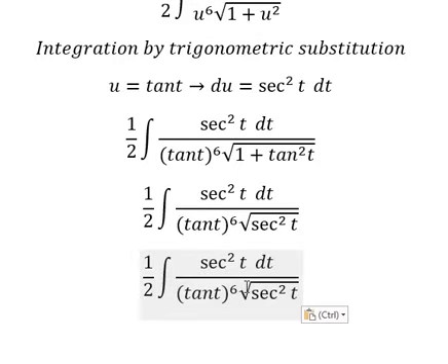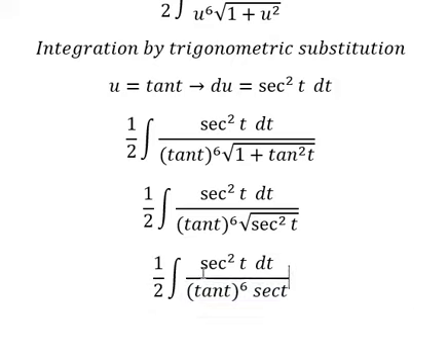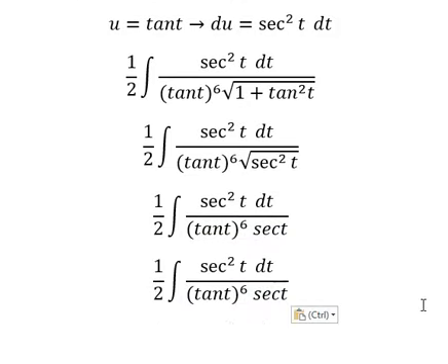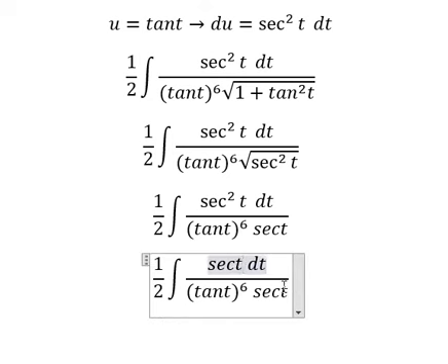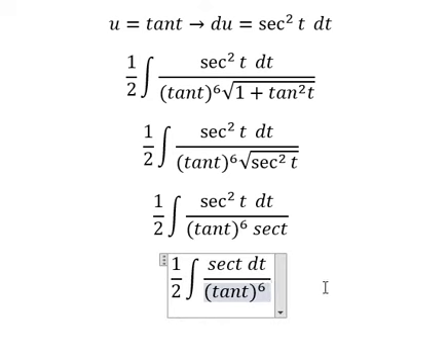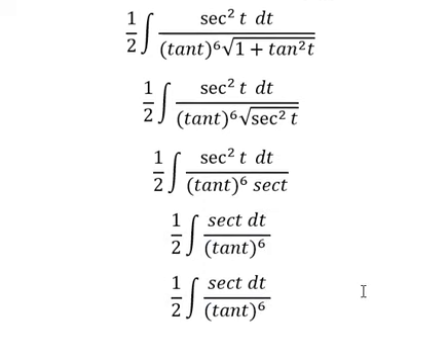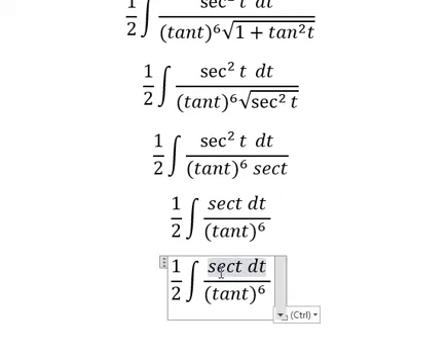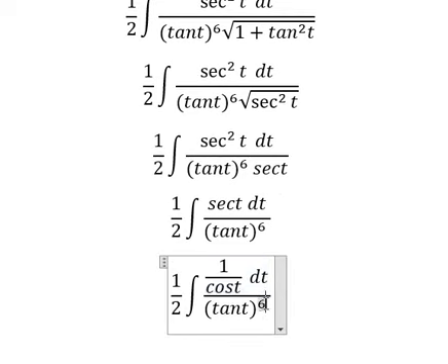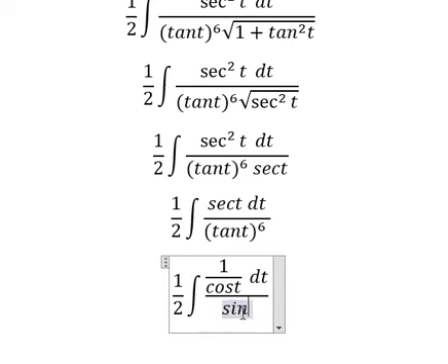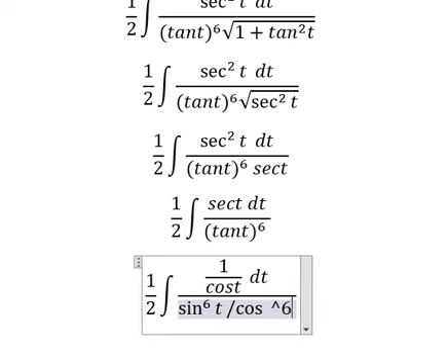The square root of secant of t squared, you get secant of t. We simplify secant of t on the numerator and denominator. This one we change for 1 over cosine t. This one we change for sin t to the power of 6 over cosine t to the power of 6.